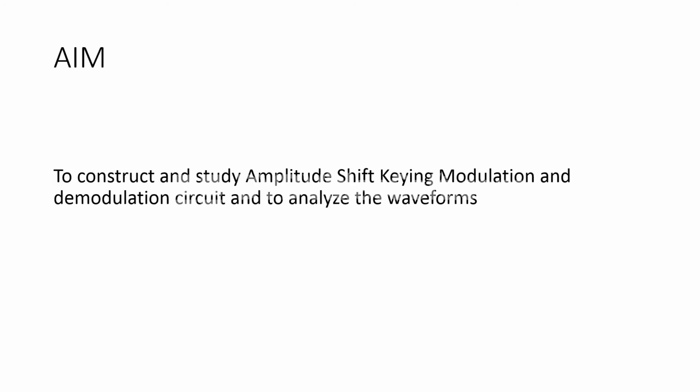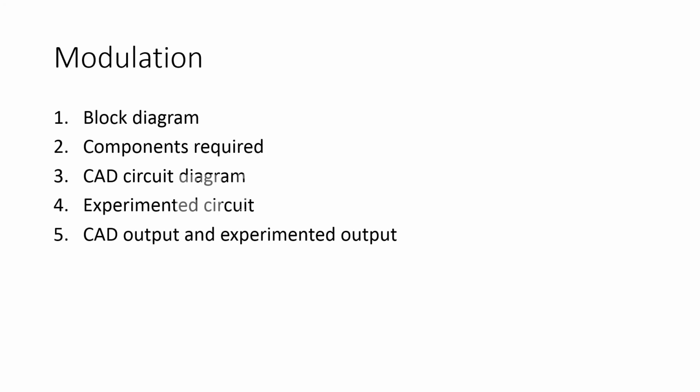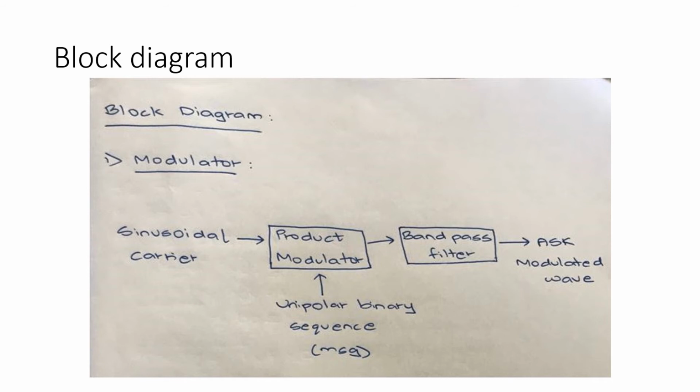So what is our aim? To construct and study amplitude shift keying modulation and demodulation circuit and to analyze the waveforms. So let's proceed with the modulation. In modulation we are going to cover 5 things. First is block diagram, second is components required, third is CAD circuit diagram, fourth is experimented circuit, and fifth is CAD output and experimented output.